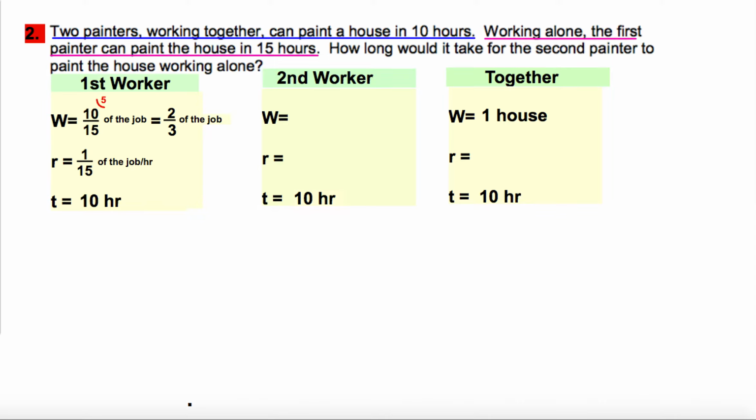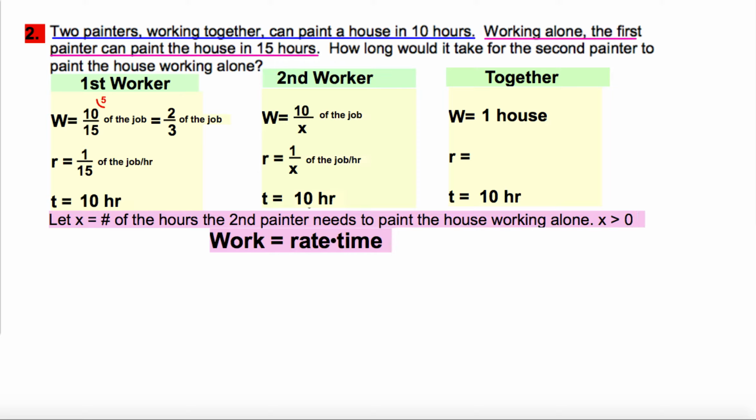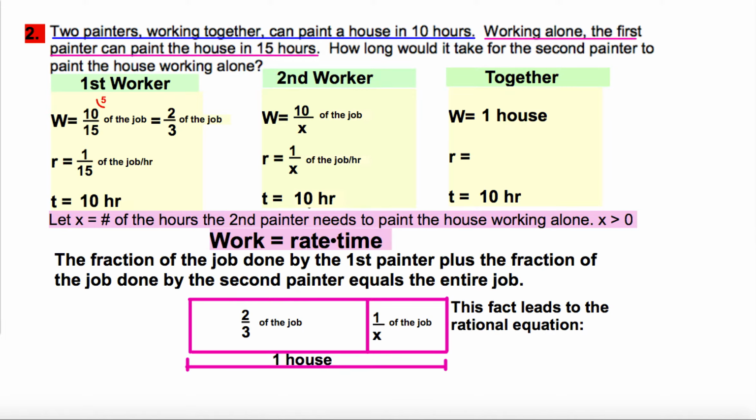Let x equal the number of hours the second painter needs to paint the house working alone. Thus the rate is 1 over x of the job per hour. Work equals rate times time, thus the work is 10 over x of the job. The fraction of the job done by the first painter plus the fraction of the job done by the second painter equals the entire job.